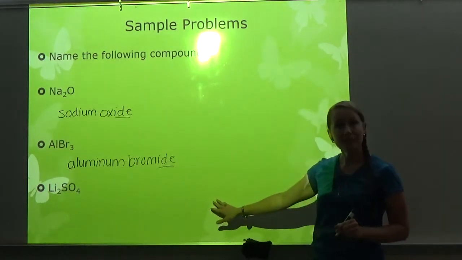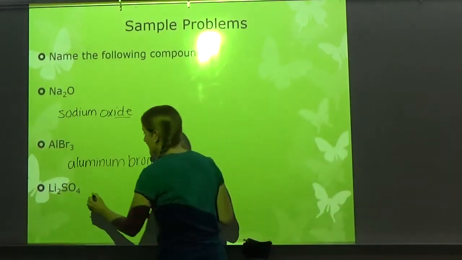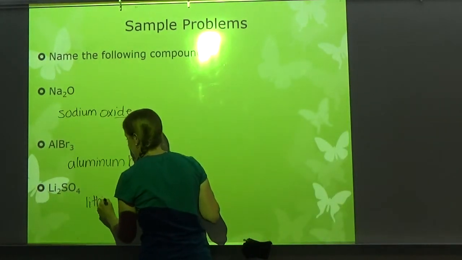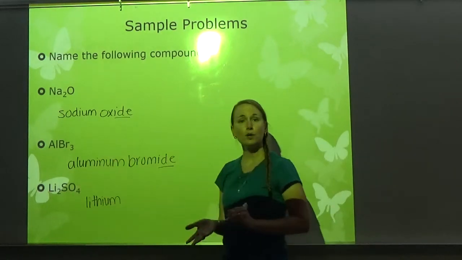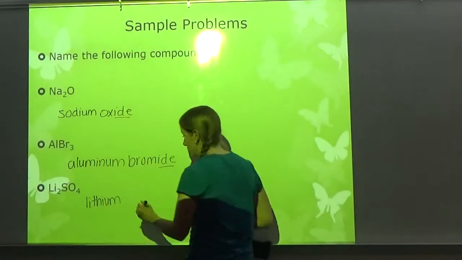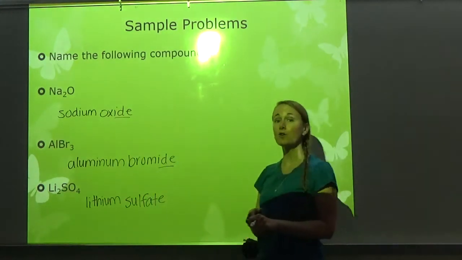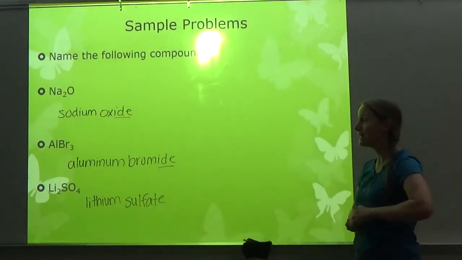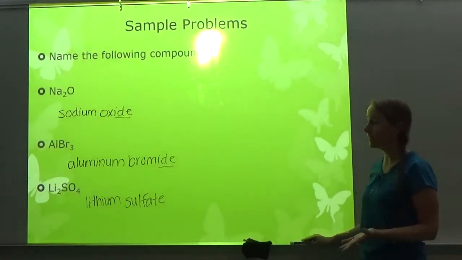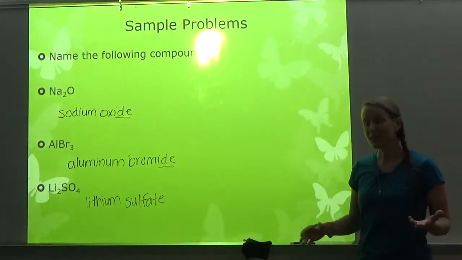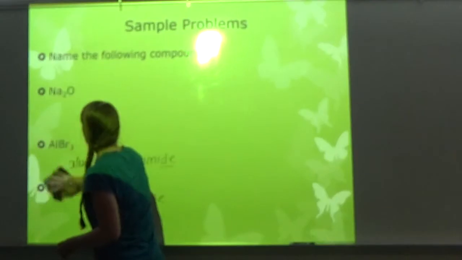Alright, and then our last one has a polyatomic ion. So Li is just lithium. And SO4, it's on your polyatomic ion sheet, is sulfate. So notice I'm not going to change anything about that. I'm just going to write sulfate. Don't change the ending of a polyatomic ion to "ide" when you're naming an ionic compound. Alright, so let's look at a couple more and see if you can do it on your own.